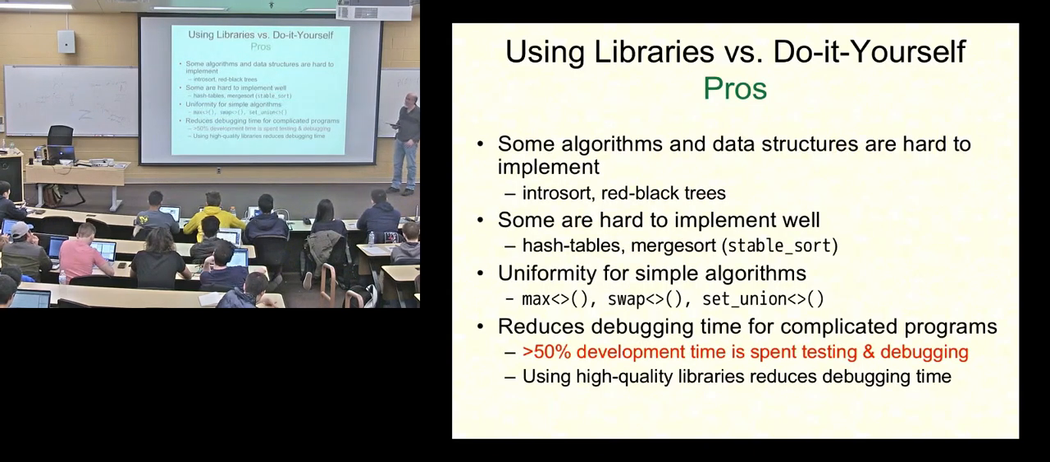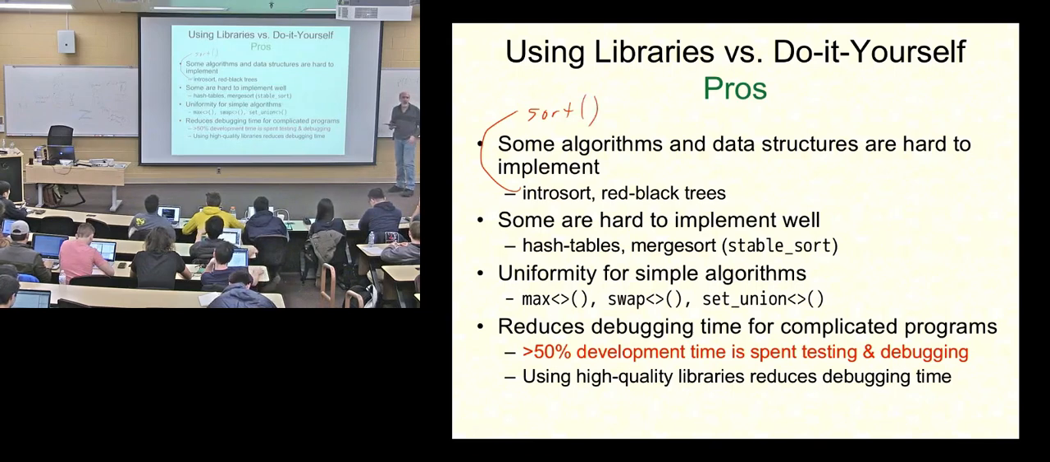The reason we would want to use the STL is that some of those algorithms and data structures are just hard to implement. Introsort is one of the common ways the STL's standard sort is implemented. We're going to talk about introsort a little bit later on, after we talk about a few other sorting methods. Red-black trees are what's called a self-balancing binary tree.